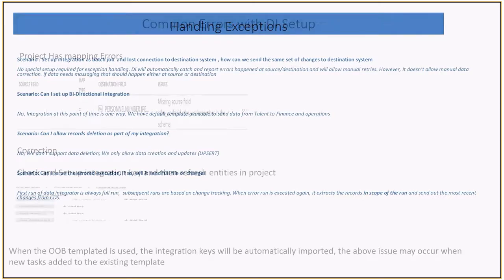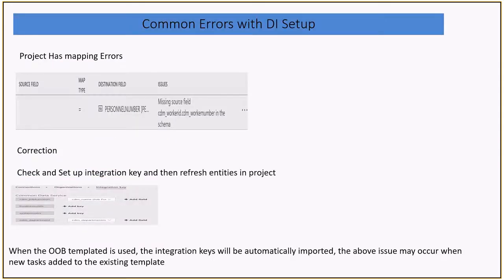Another error we used to have is when you have mapping errors like this, where it says that there are missing source fields. The correction is you might want to check and revisit your integration keys. Those integration keys will be populated out of the box, but if someone has gone to that connection set and maybe removed some of them, you need to correct that. Also, sometimes it happens if you haven't refreshed your entity list in Finance and Operations. So make sure that you do that as well.